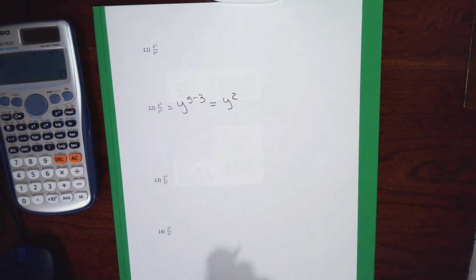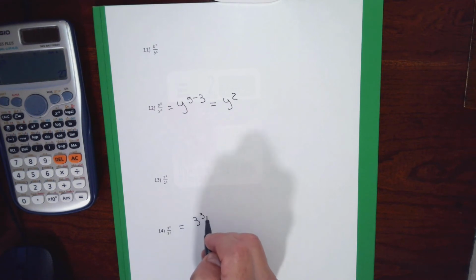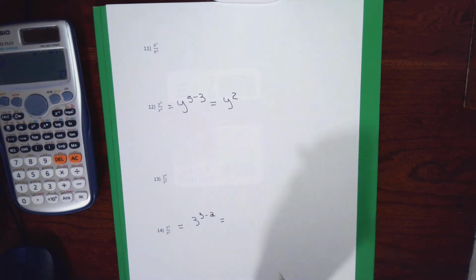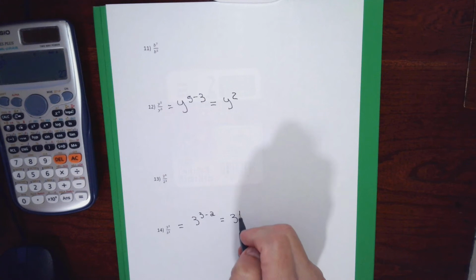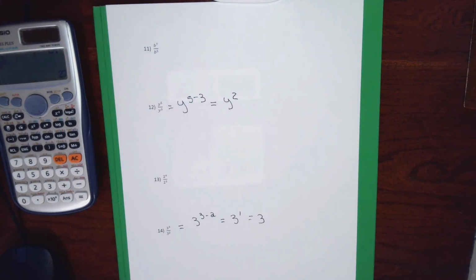Works for variables as well as numbers. 3 cubed over 3 squared is going to be 3 to the 3 minus 2 power. When you're doing division using the quotient rule, if you're working with numbers, the base doesn't change, just the exponents get subtracted. And this is going to give me 3 to the 1st power. For 14, I'd probably write 3 as my answer.